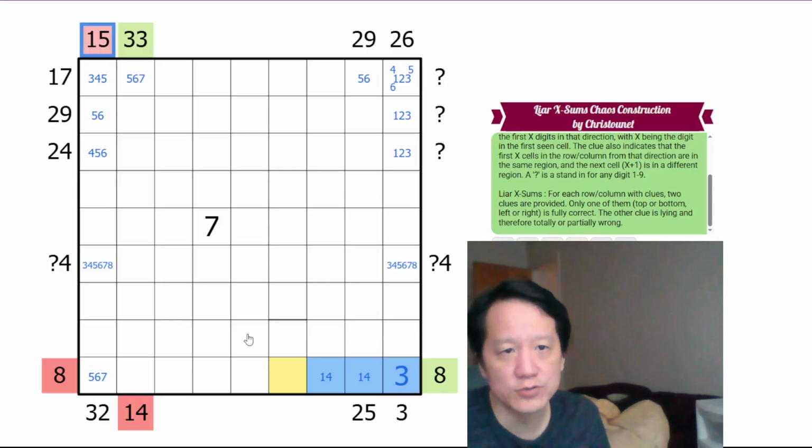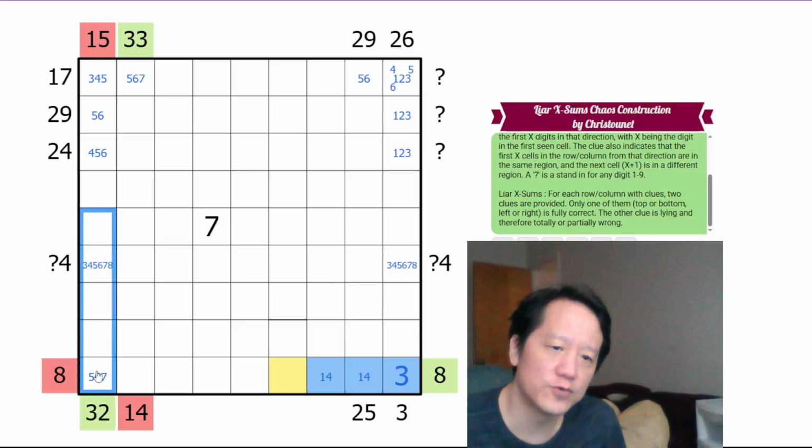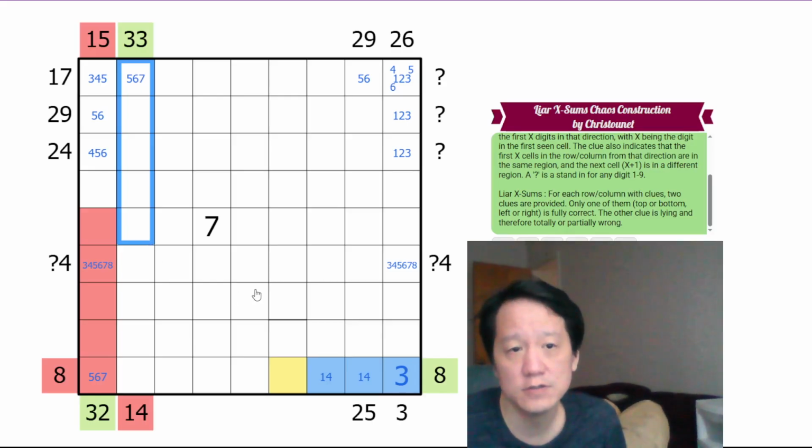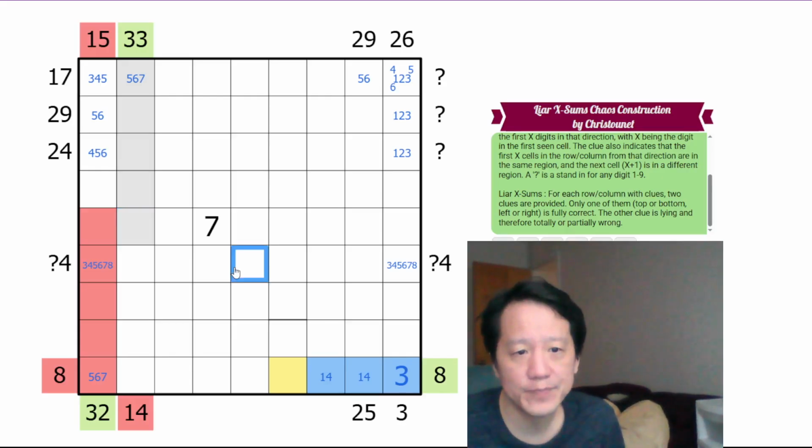Therefore, this can't be true. That's false, which makes that true. So this is the first 5 digits at least. This has to be the first 5 digits at least. Oh, that's interesting. Huh. Very interesting. Huh.